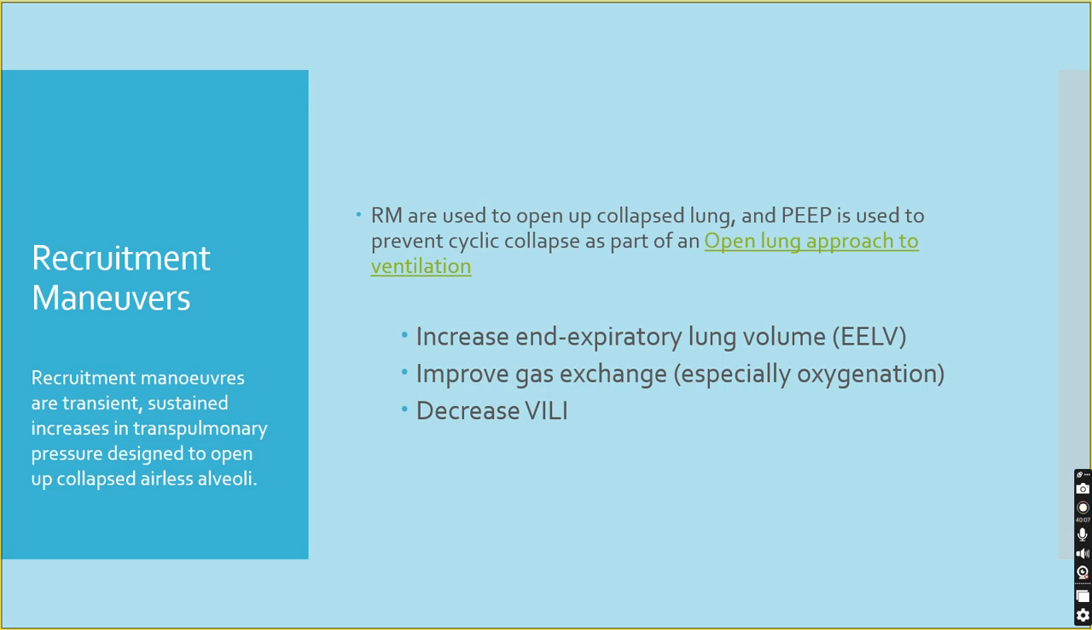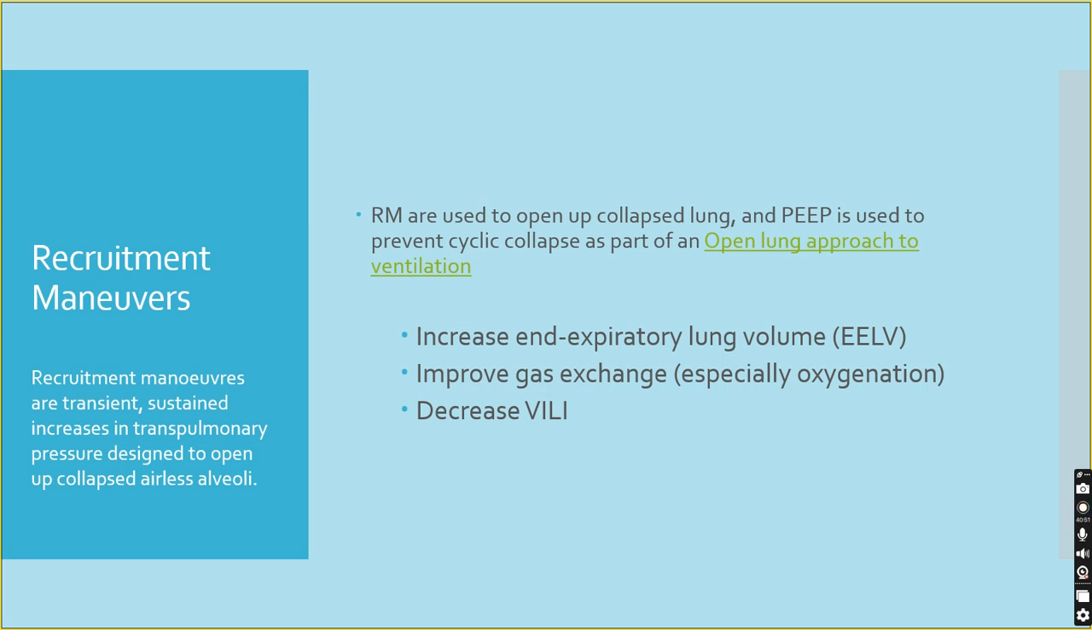Then some patients, in spite of low tidal volume, PEEP, and 100% FiO2, don't improve on oxygenation. Or sometimes we do recruitment maneuvers, which are transient, sustained increases in the transpulmonary pressure, designed to open collapsed, airless alveoli. So the recruitment maneuver is used to open the collapsed lung, and PEEP is used to prevent cyclical collapse, as part of the open lung approach in ventilation. It increases end expiratory lung volume and improves gas exchange, but still, mortality benefit has not been found with recruitment maneuver. In extremely few cases, we may try a recruitment maneuver, keeping an eye on the blood pressure.